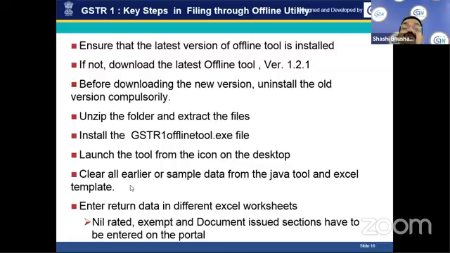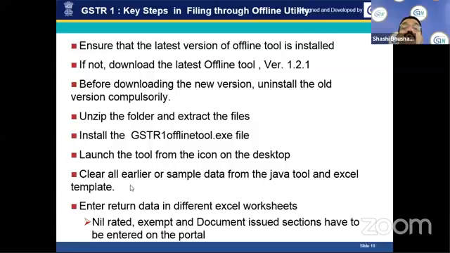is you should go to the portal, see what is the latest version of the offline tool that is available for download, and ensure that the latest version is installed on your computer. If it is not installed, you should download the latest offline tool. Presently it is version 1.2.1. It may get updated soon when we release the GSTR2 offline tool also. So whenever you are using this GSTR offline tool, you should ensure that it is the latest.